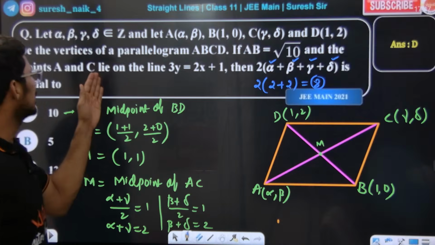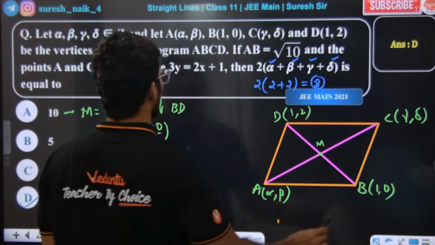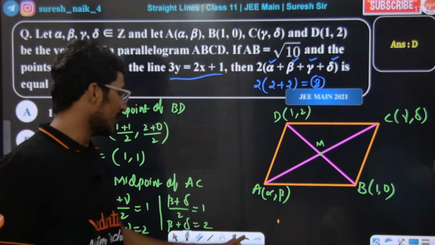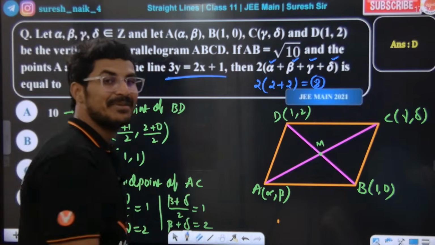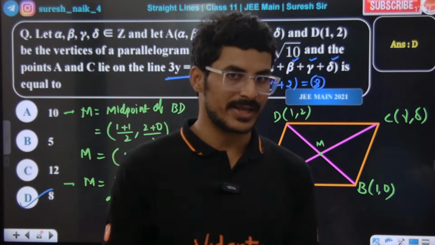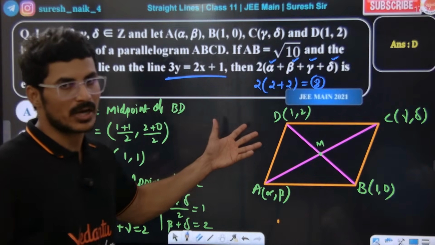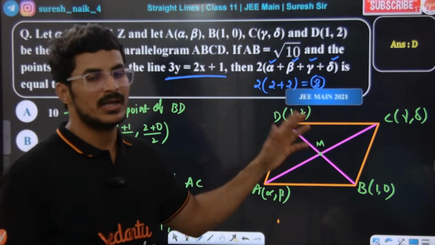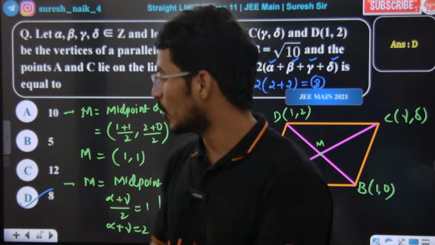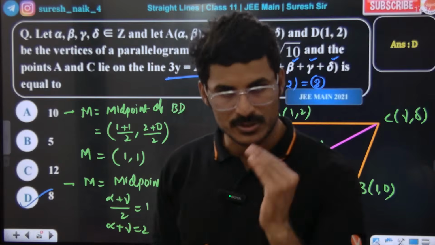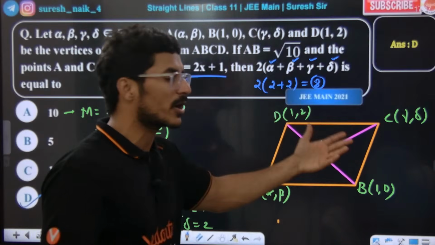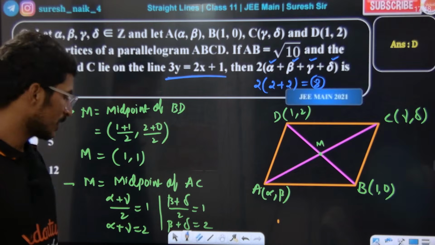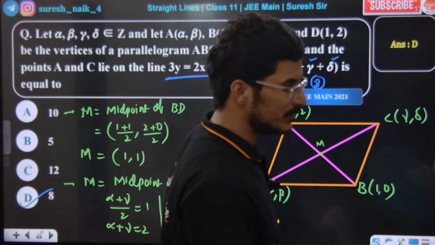So then why did they give this, sir? A and C are lying along this line. Then why did they give this? Time pass. That is not even required, guys. If you solve this way, that is not required. If you solve to find out alpha, beta and all, then it is required. But we are not going with that method. We are going with this method, so the equation is not required. There is no need of this equation at all. Correct? Shall we go forward?